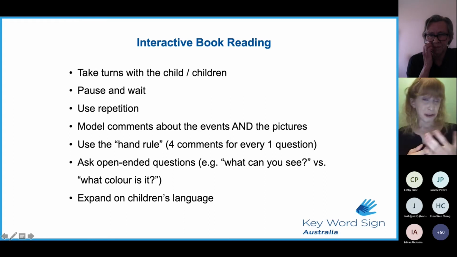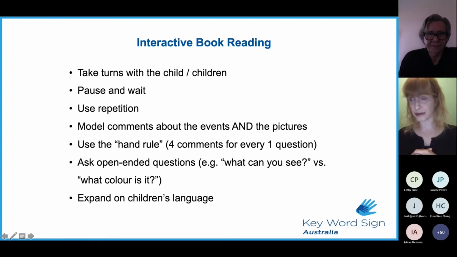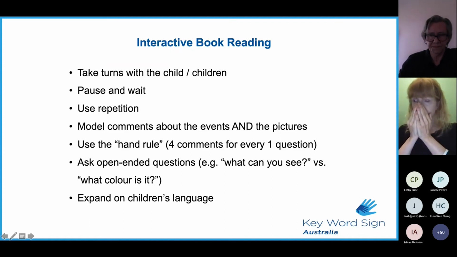We want to use repetition as much as possible. So repeating key vocab throughout the story, even if it's not in the text, so that the child hears it multiple times and has lots of opportunity to make meaning of what you've said, or in this case, what you've signed. It gives a child a lot of models of the language that you're introducing to them.